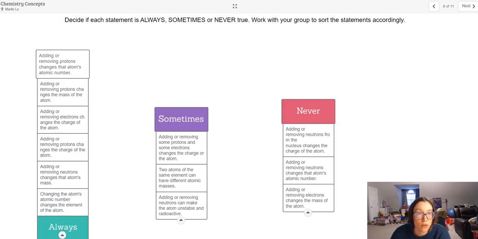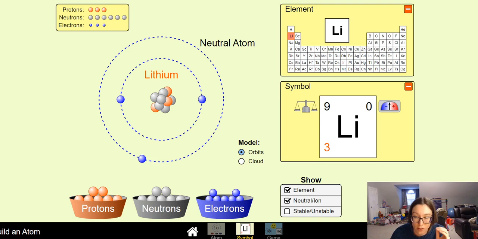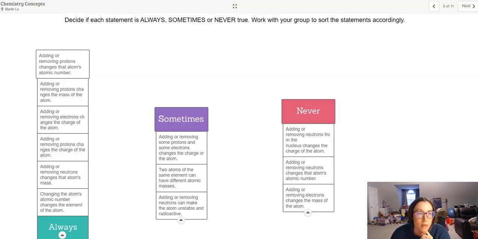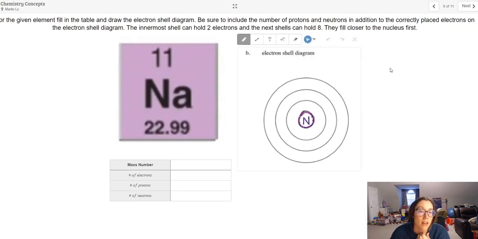All right, so this is a really cool little simulation that hopefully can help you understand a little bit more about atoms. Let's keep going. A couple more questions. If you went over the chemistry worksheet before, this is kind of similar. It says, for the given element, fill in the table and draw the electron shell diagram. Be sure to include the number of protons and neutrons in addition to the correctly placed electrons on the electron shell diagram.